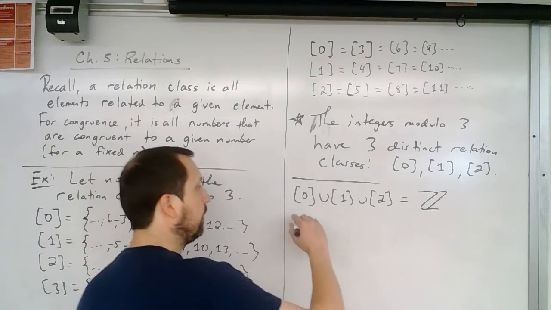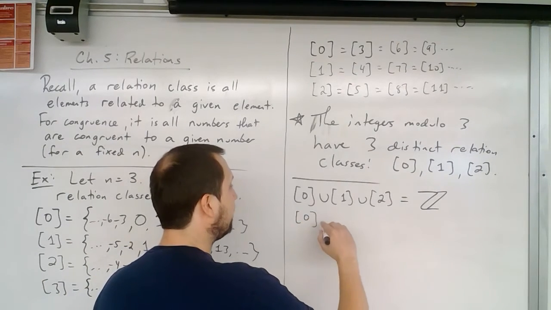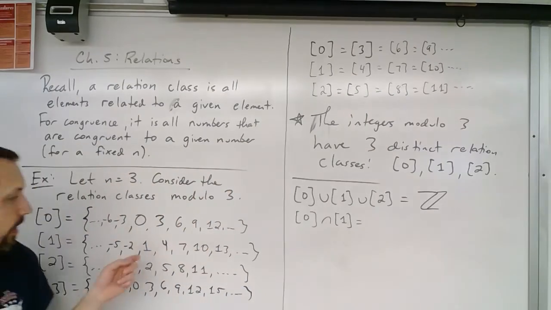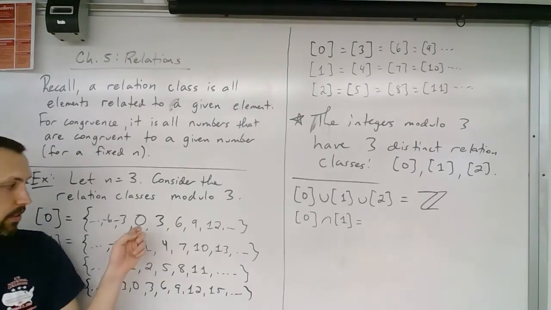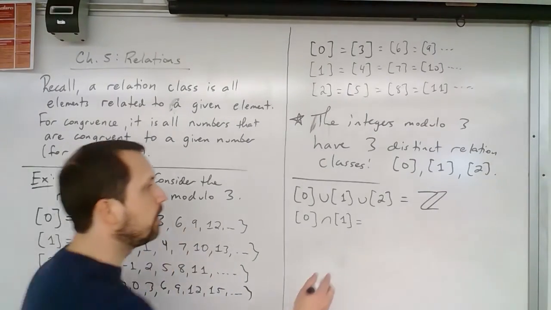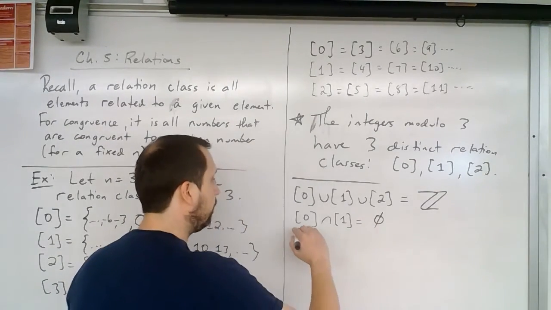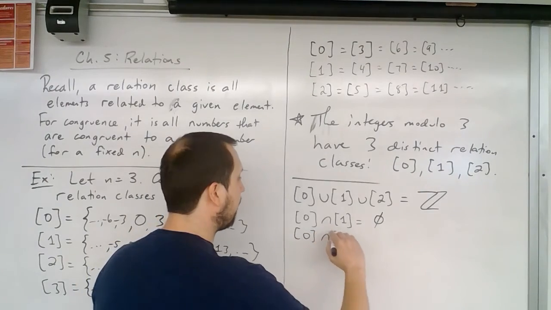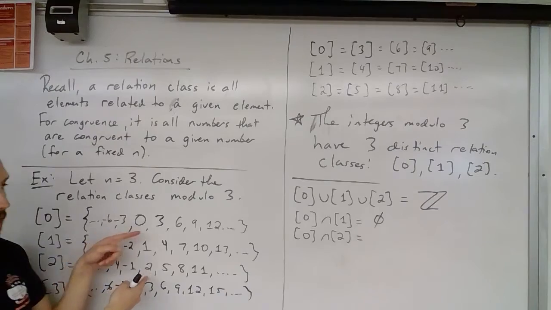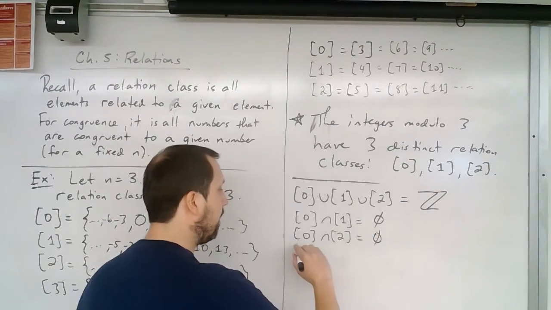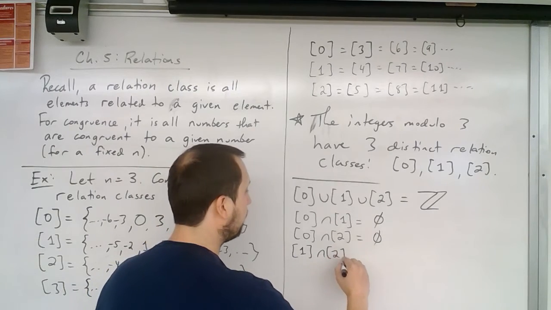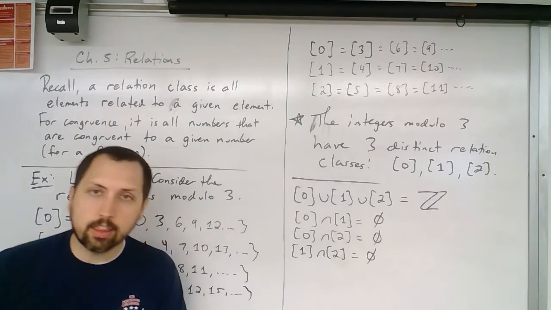Also, something that's neat here is that if we look at this set intersected with the set containing 1, we say how many things are in both of these sets? Well, there's nothing, right? There's nothing in common. So this is the empty set. If we take a look at this intersect the relation class of 2, well, what do these have in common? Again, there's nothing. And then we have the relation class of 1 intersect the relation class of 2. Well, again, there's nothing in common.